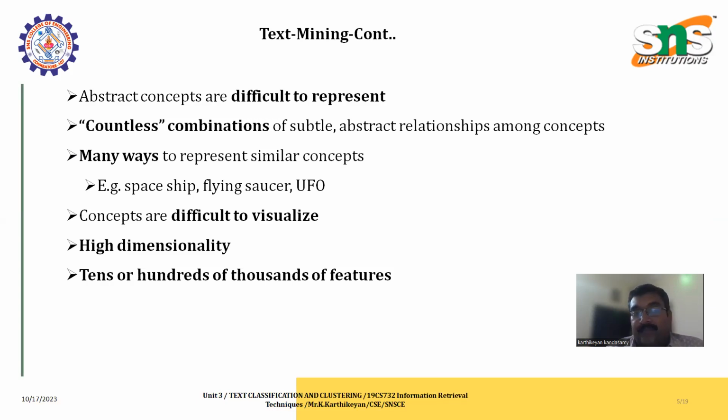We have abstract concepts that are difficult to represent, countless combinations, subtle abstract relationships among the concepts, and many ways to represent a similar concept. Example: spaceship, flying saucer, and UFO. Concepts are difficult to visualize, and there is high dimensionality, with tens or hundreds of thousands of features, based on these conditions.